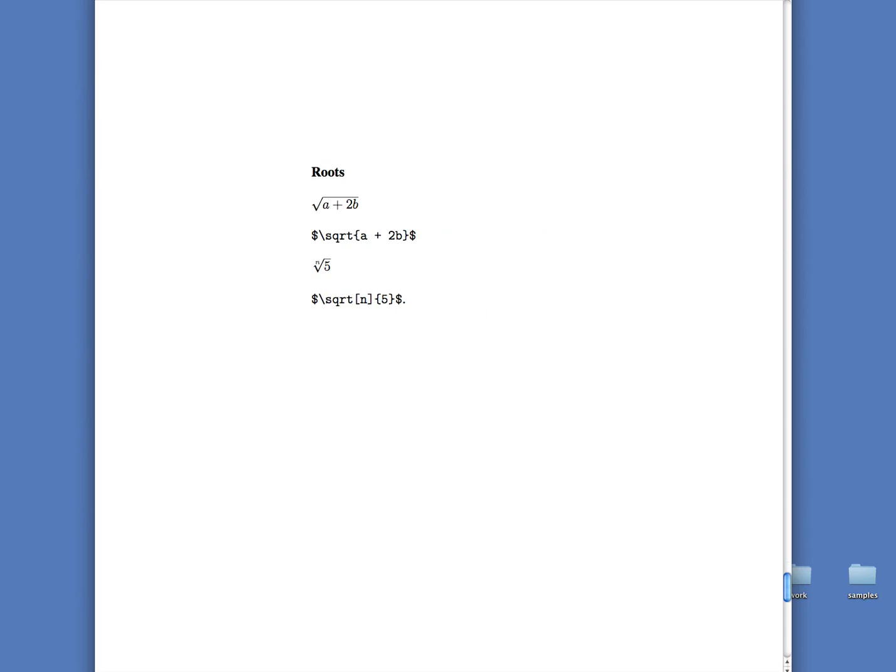Roots is a simple topic. Square root is sqrt. The argument goes under the square root. It could be any formula. And if you want nth root as opposed to square root, n is an optional argument, like in this example. LaTeX has the ability to change the position of this n if necessary. Look it up in my book. There are really very fine adjustments you can make.